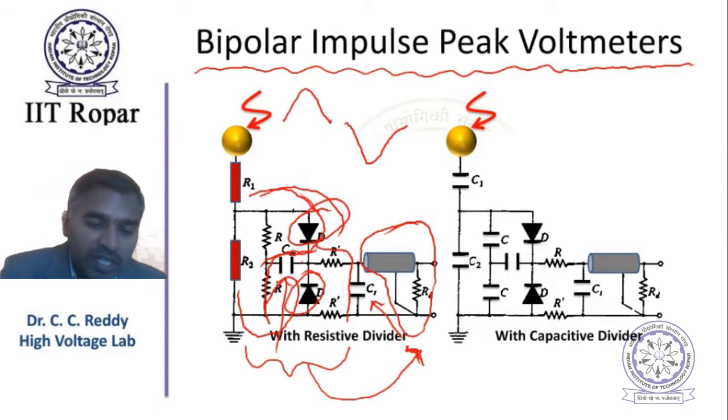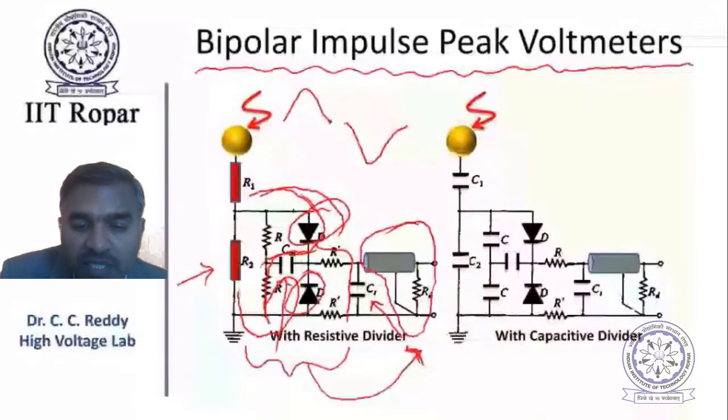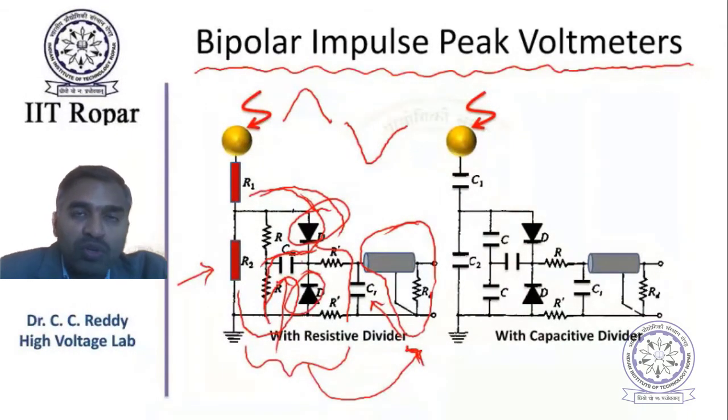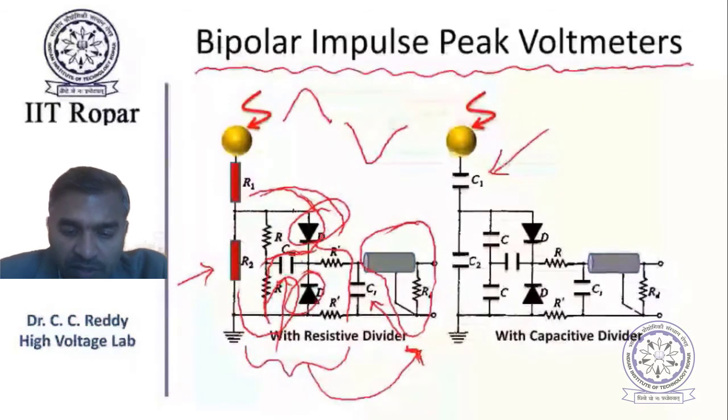So this is actually resistive divider based. Of course, resistive divider based is prone to frequency effects, but to some extent for lower voltages it can be used. But capacitive divider based peak voltmeter is preferable even for higher voltages.